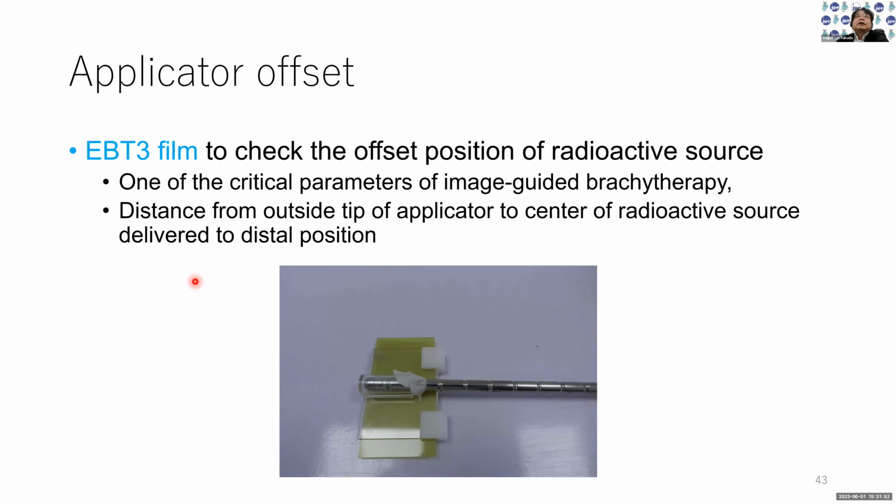As you know, applicator offset is one of the critical parameters of image-guided brachytherapy. It is the distance from the outside tip of the applicator to the center of the active source at the distal position.